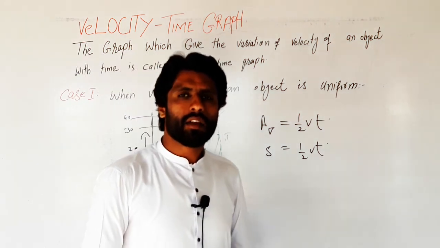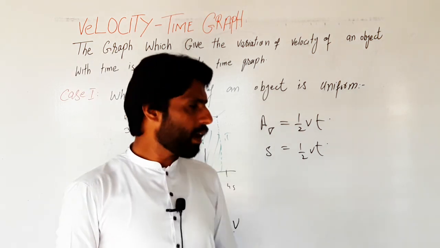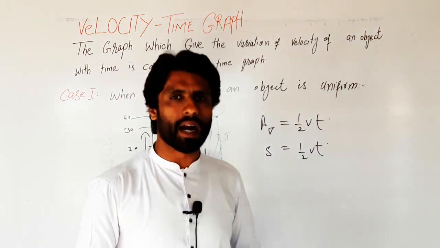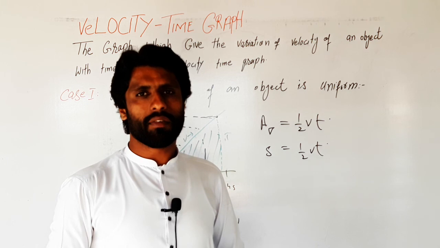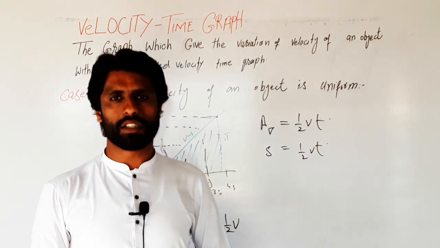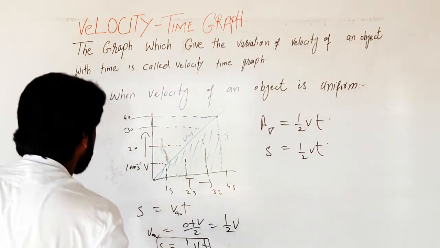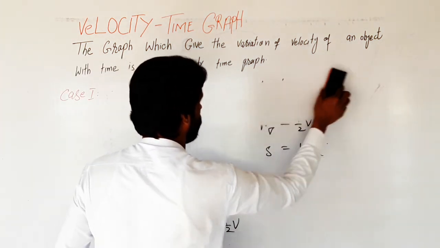It means when an object moves with uniform velocity and covers a distance, half vt is equal to the area of a triangle. This is the second case, when the velocity of an object is uniform. And next is the third case, when the velocity of an object increases.